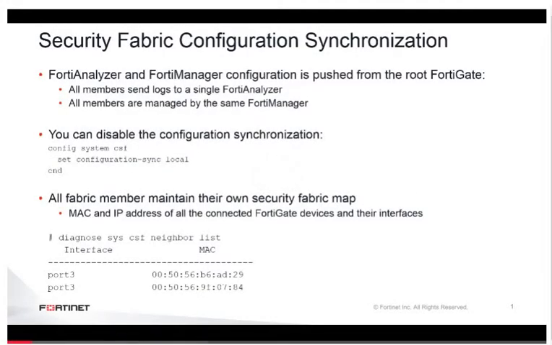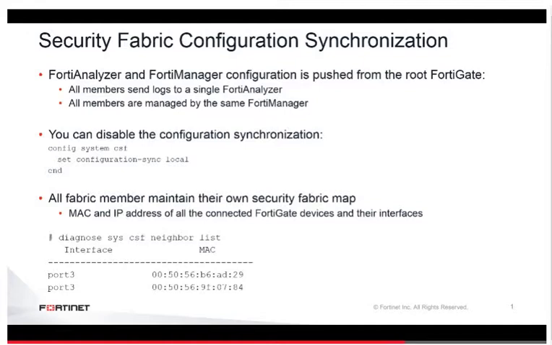By default, in a Security Fabric, all FortiGate devices send logs to a single FortiAnalyzer. FortiAnalyzer is configured on the root FortiGate, which is pushed to all downstream FortiGate devices as they join the fabric. In a similar way, the FortiManager configuration is also pushed from the root to all other FortiGate devices. So all Security Fabric members are managed by the same FortiManager. You can disable this configuration synchronization using the setting Configure Sync under Config System CSF.